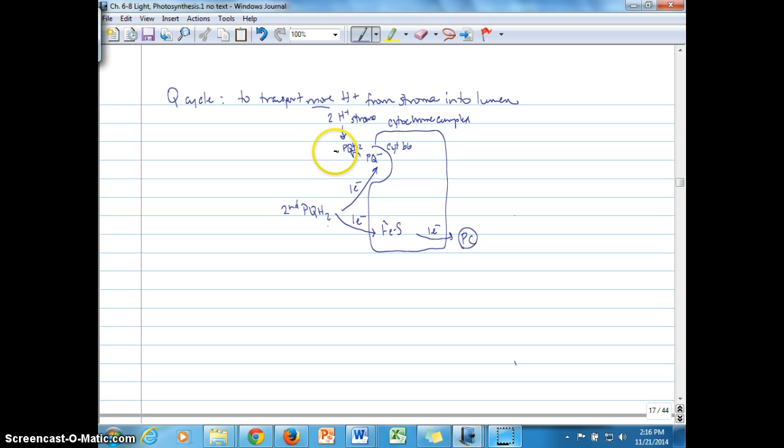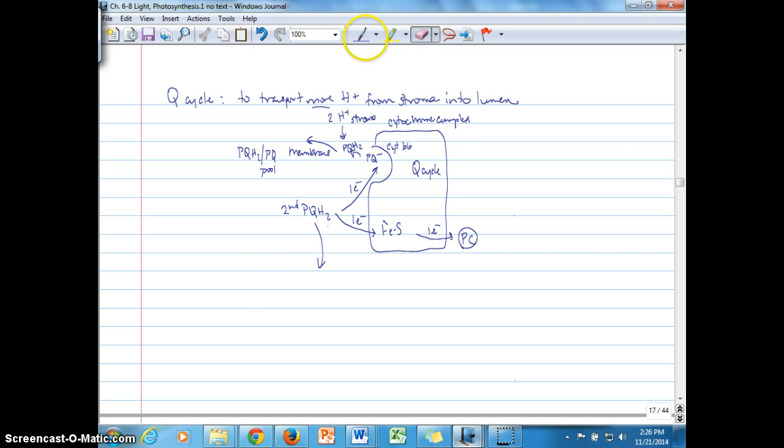Then that PQH2 dissociates from the cytochrome B6 site and is now back in the thylakoid membrane, in what we call the PQH2 PQ pool in the membrane. So plastoquinone can be reduced essentially in the Q cycle. This is all the Q cycle.